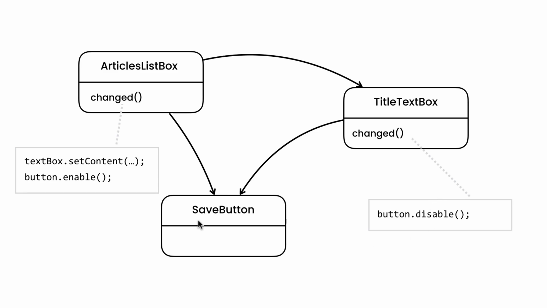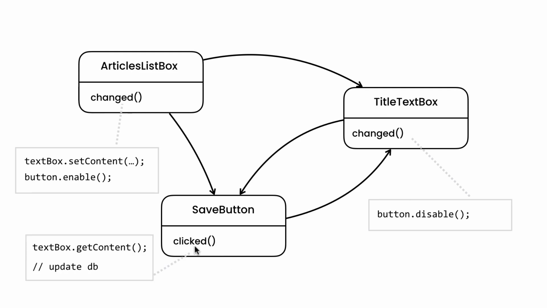Now, the save button needs to know about the title text box, because when we click this button, we want to store the new title in the database. So over here, we can implement a method called clicked. In this method, we can have code like this. We get the content of the text box and then update the database. So here's one way to solve this problem using inheritance.